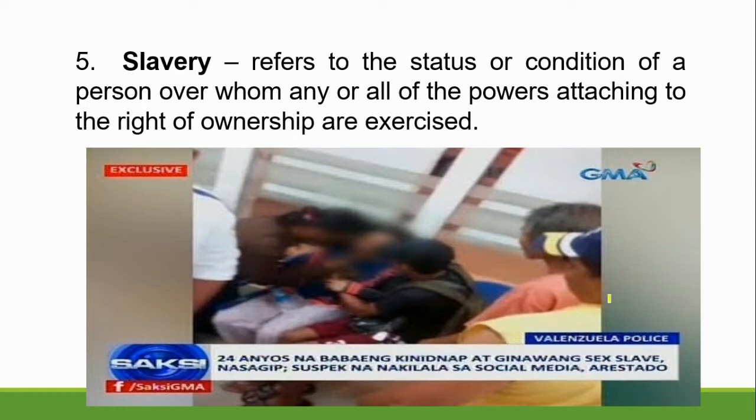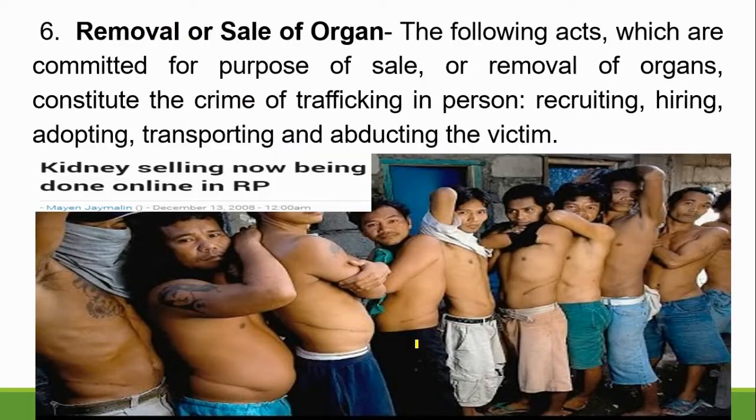Now, slavery refers to status or condition of person over whom power attaching to the right of ownership. So, ito yung keyword, right of ownership. Yun yung slave. Ginawang slave. Pag isang tao, ginawa mong slave. Kasi binebenta mo kung saan-saan na lang. That is human trafficking. No? 24 anyos na babaeng kinidnap at ginawang sex slave. This is slavery, yung sex slave. Nasagip, suspect na kilala sa social media, arestado. No? Sex slave yun. Slavery.